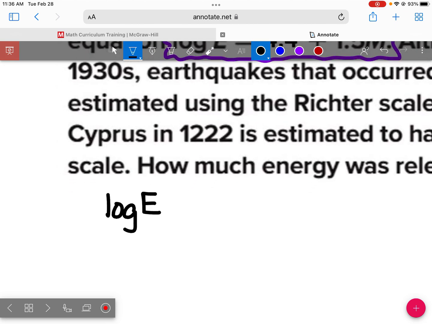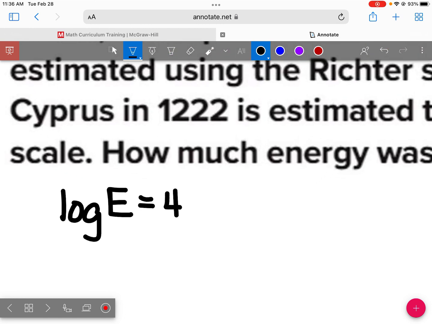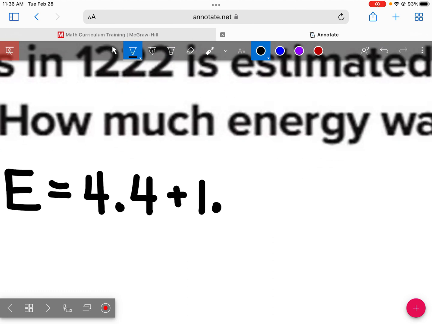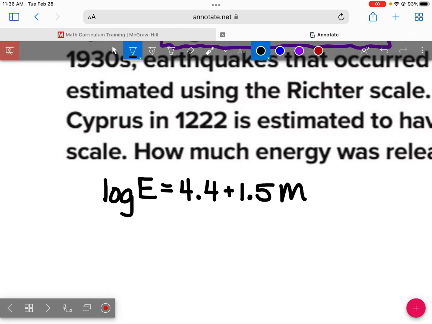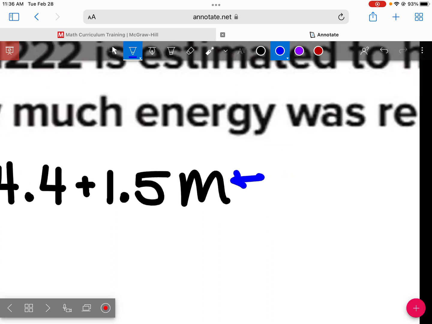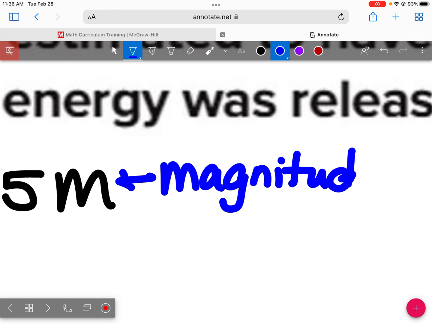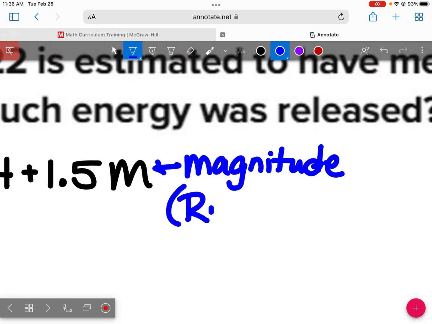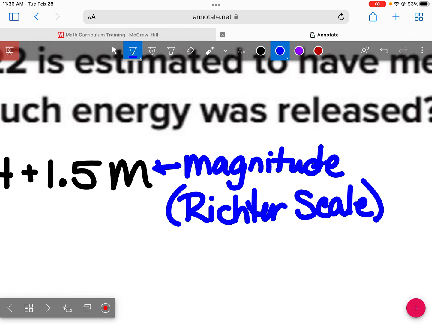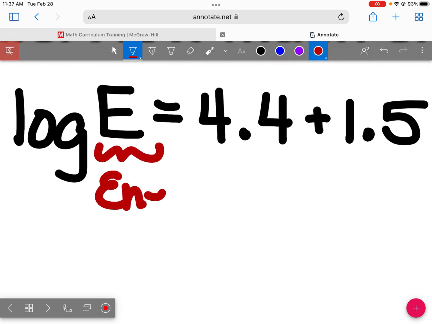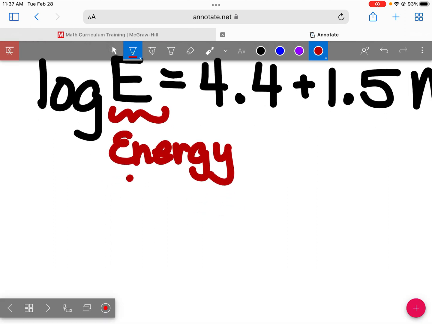Log E equals 4.4 plus 1.5 m. What does the m mean again? Magnitude. This is on the Richter scale. What does the E mean again? Energy. In joules.